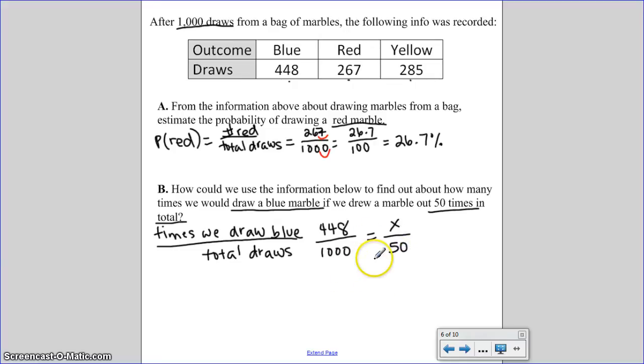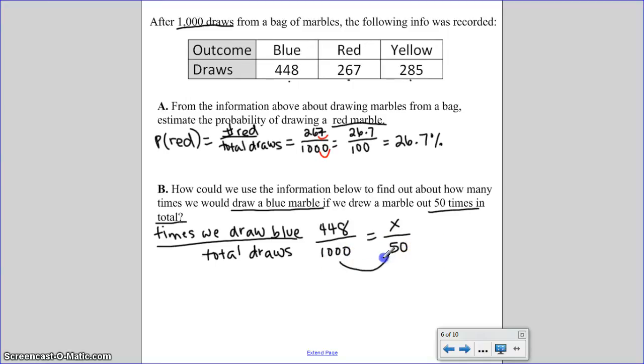Okay, before we even start, let's just notice a couple things. For instance, 448 is pretty close to half of 1,000. Half of 1,000 is 500. So it should be about the same. I should have about half of my draws be blue if I draw 50 times. So it should be somewhere around 25 draws. I hope that makes sense. And if it doesn't, I want you to stop the video right now and ask a question. So let's actually do the math.